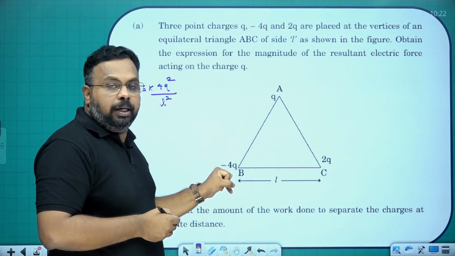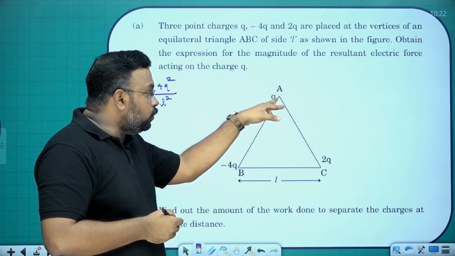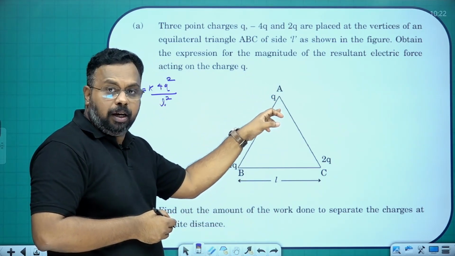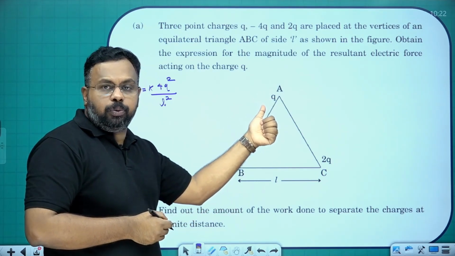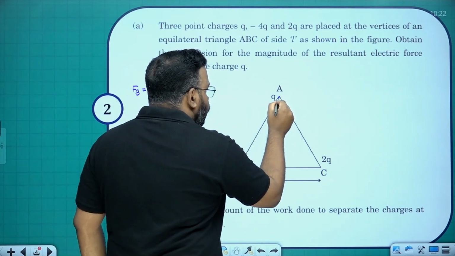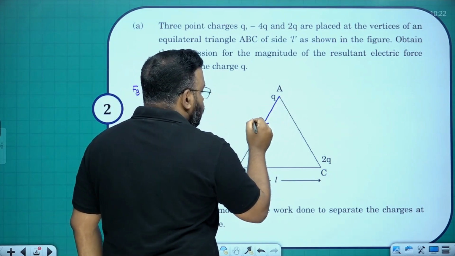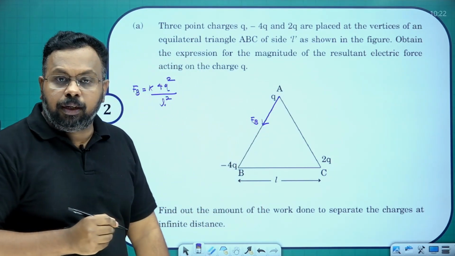This is a negative charge and this is a positive charge. So we need to find the net force acting on this charge. So you need to check, will it be attracted by this or repelled? This is negative charge and this is positive charge. So surely it will be attracted. That means the direction of FB is like this. This is FB. All right?